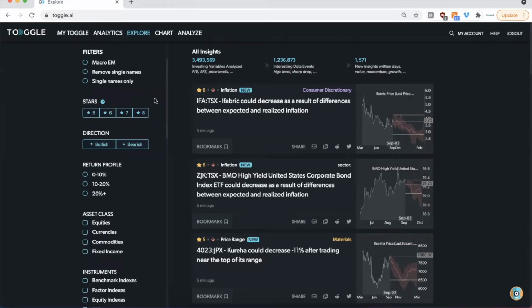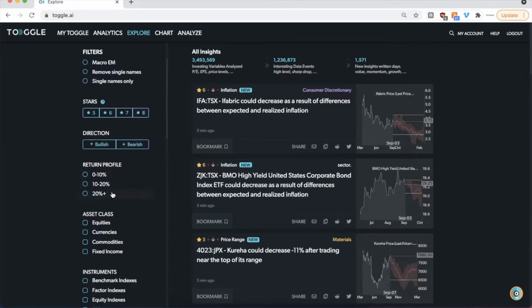We'll talk about stars in a second, but you can think of stars as more stars is better. We actually award stars based on an insight quality checklist. So if it meets all of our eight conditions, then the insight is given 8 stars, meaning it's the best insight we have to offer.